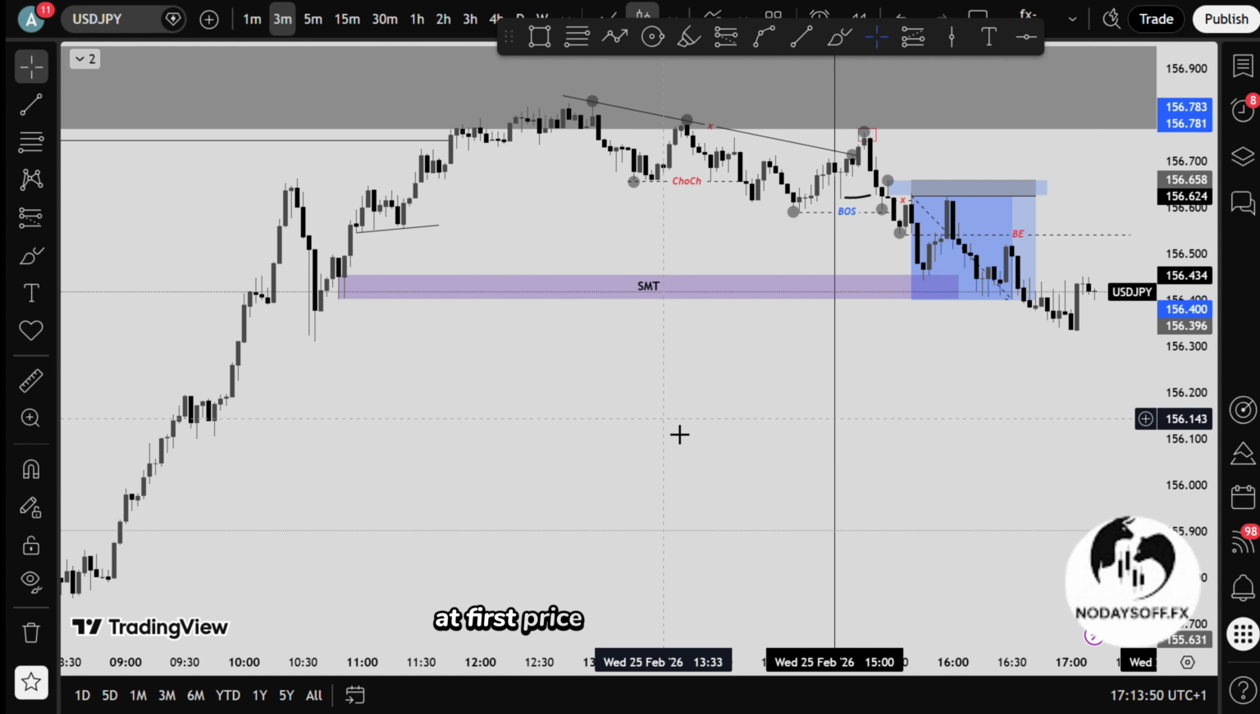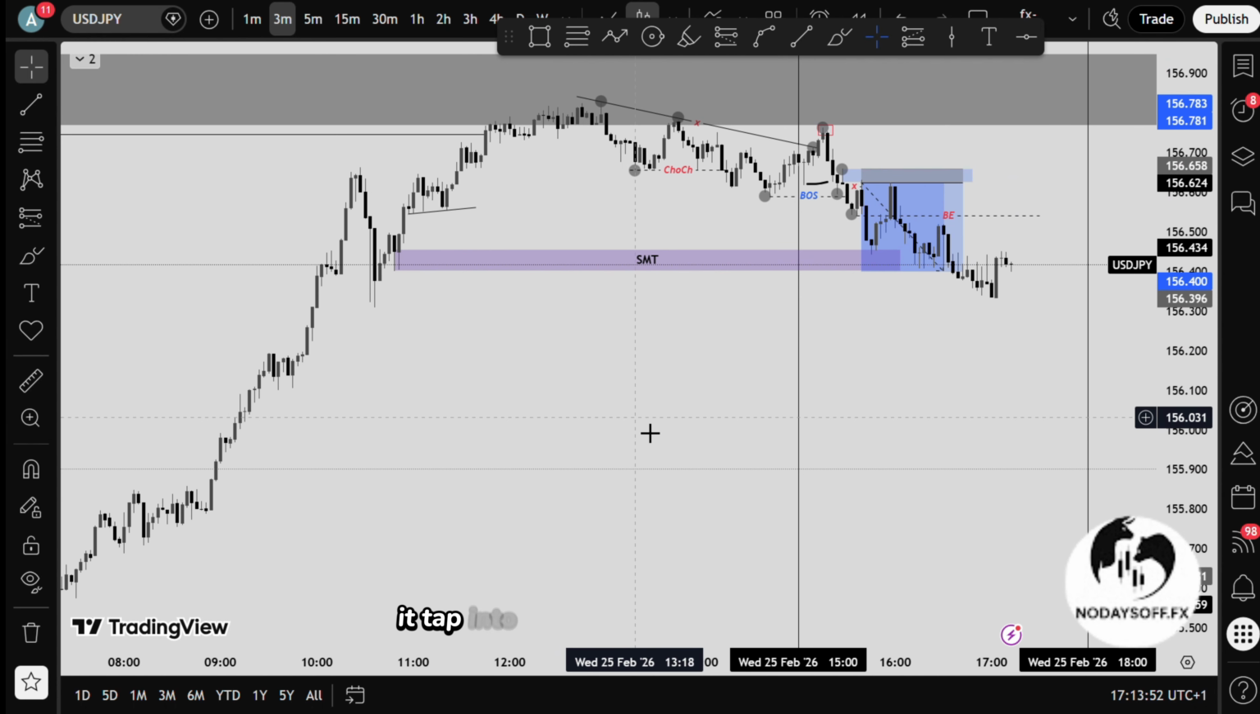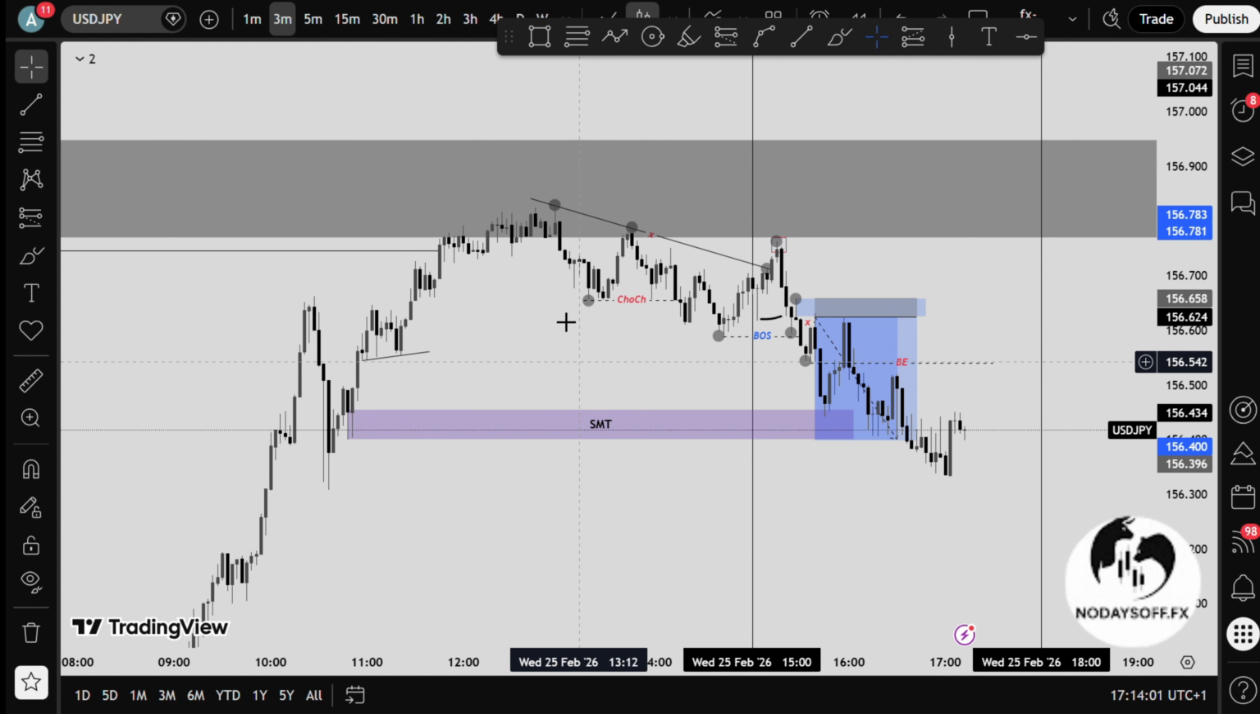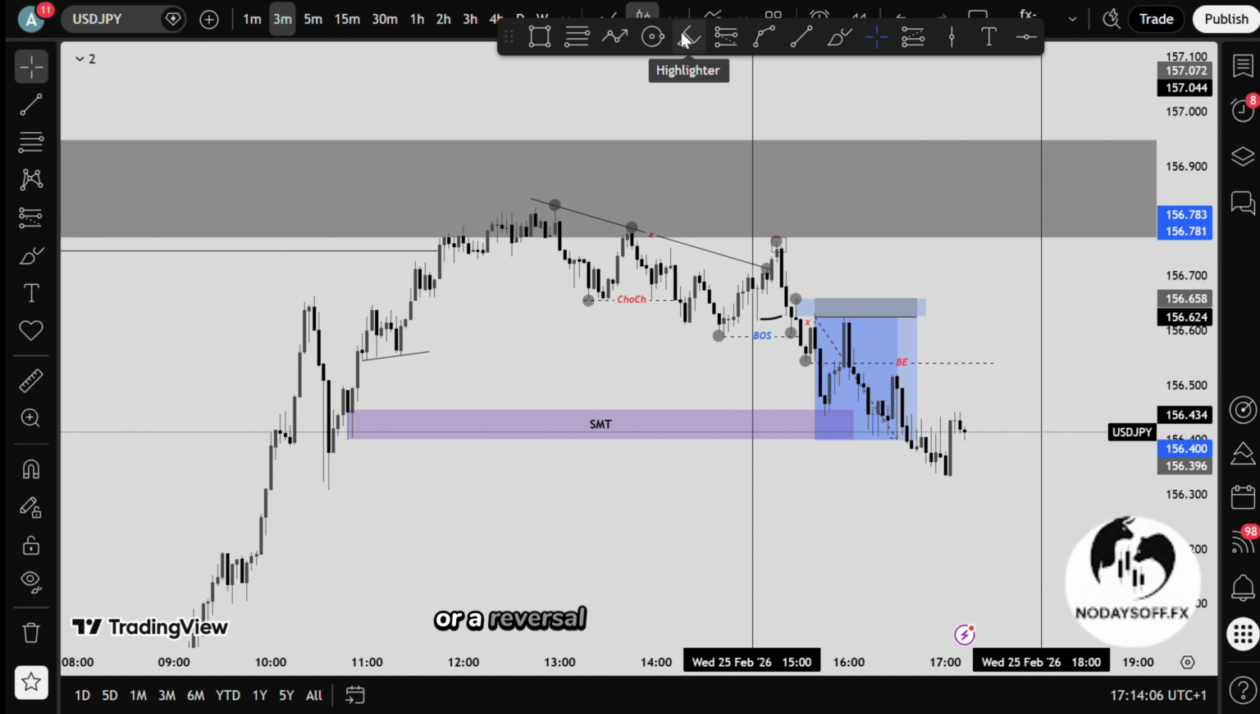So at first, price did a trend liquidity. It tapped into the zone 3 times: 1, 2, and 3. This gives me hope that price might be in a continuation phase or a reversal phase.